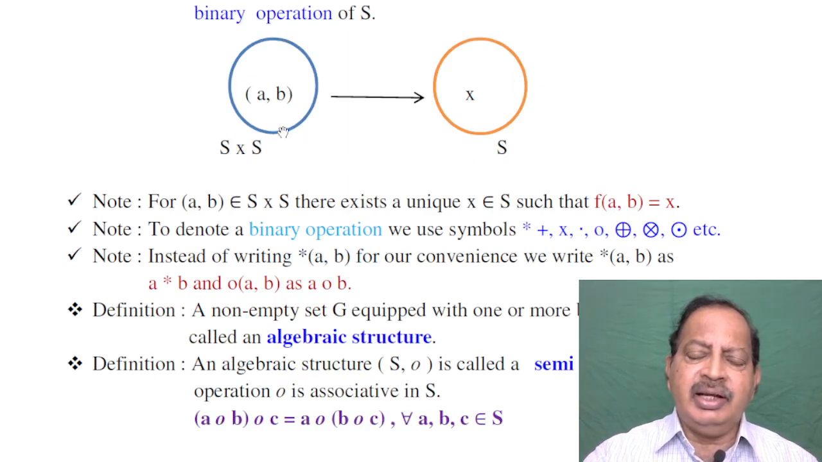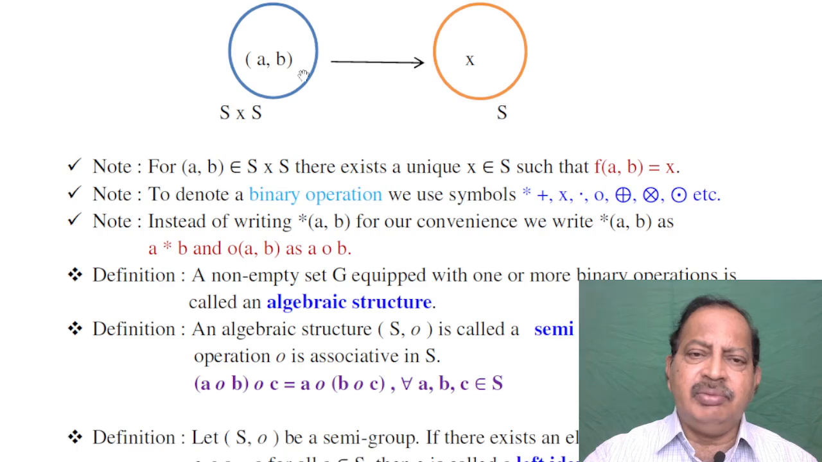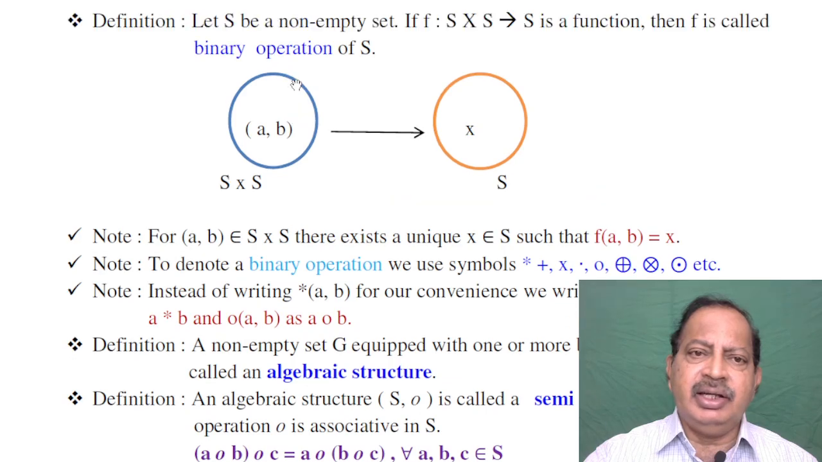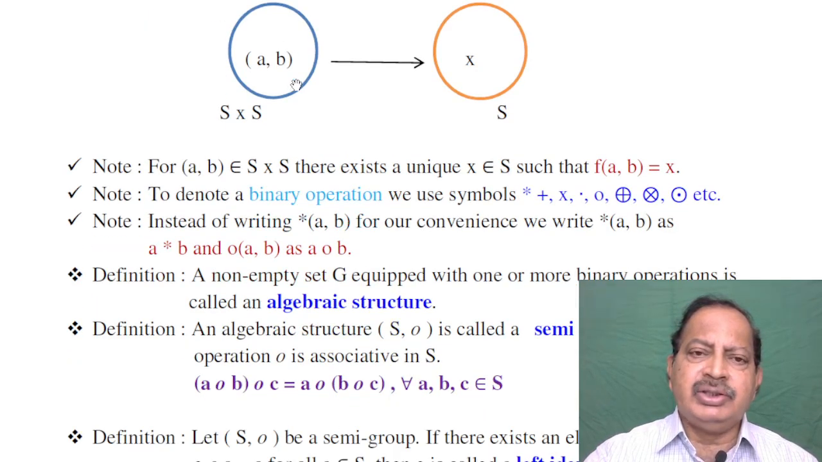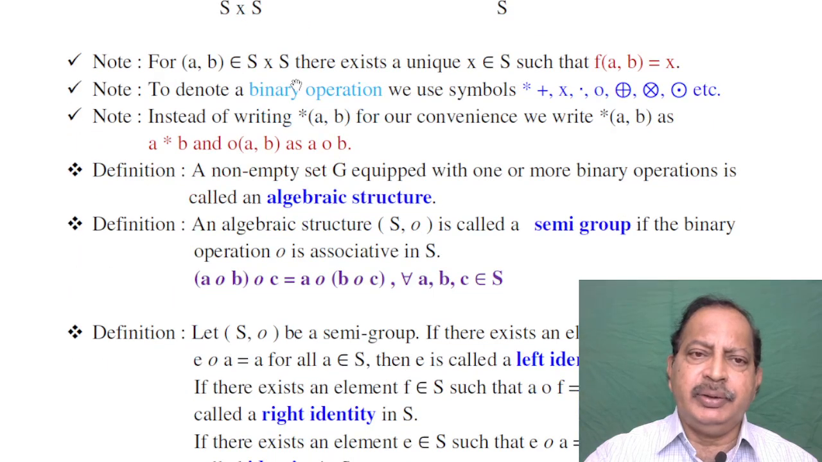We know that in the set S cross S, elements are denoted like this, bracket (a, b), and we are assigning an element x in S. So if such an f is defined, then f is called a binary operation. We can define one or more binary operations on a set S.